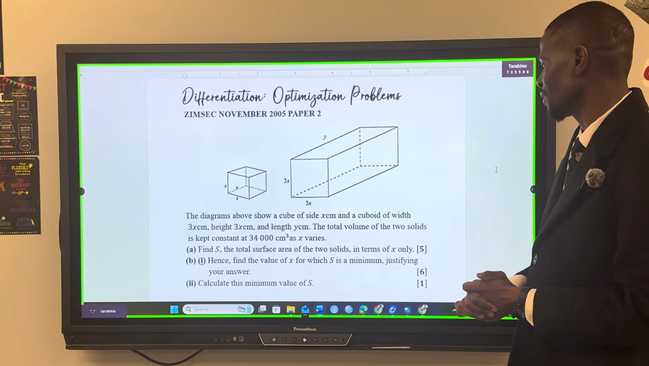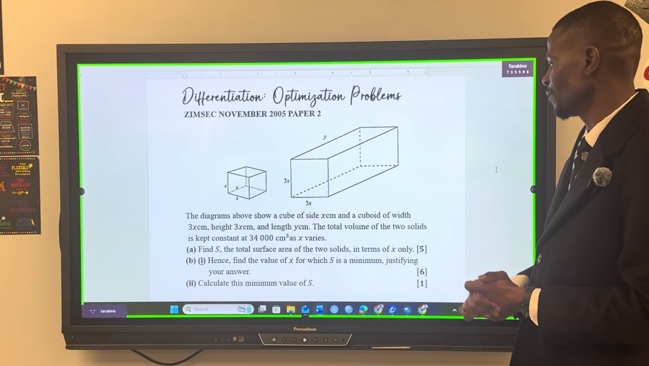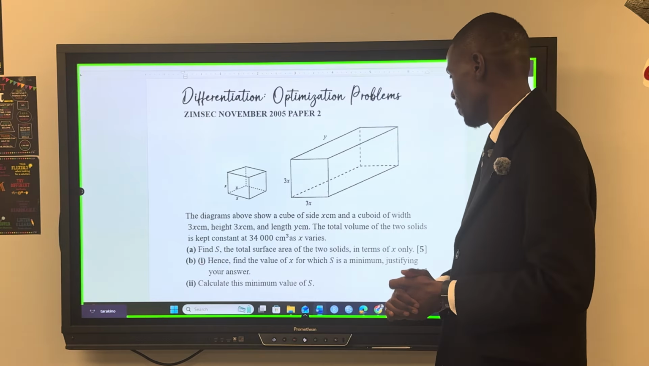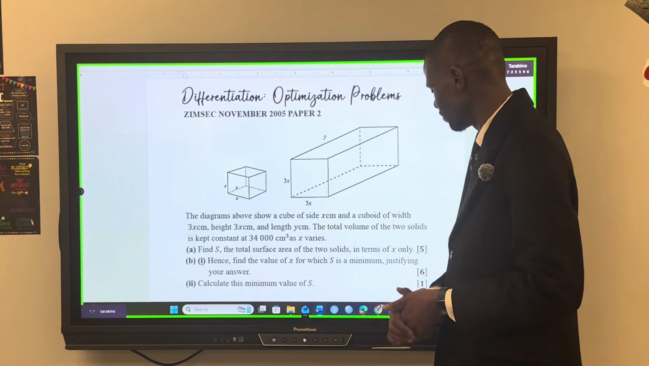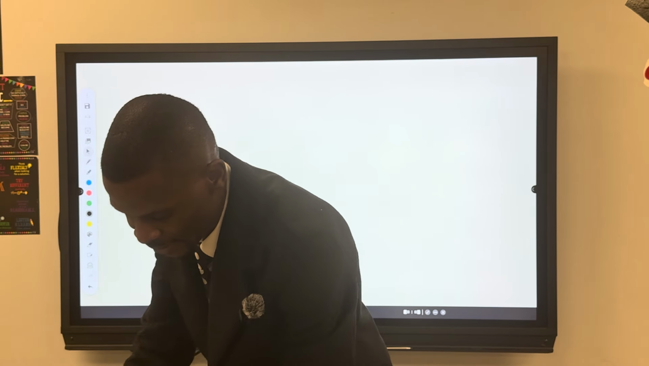B, part 1: hence find the value of x for which S is the minimum, justifying your answer. In part B, calculate this minimum value of S. All right, so without further ado, let's get started.